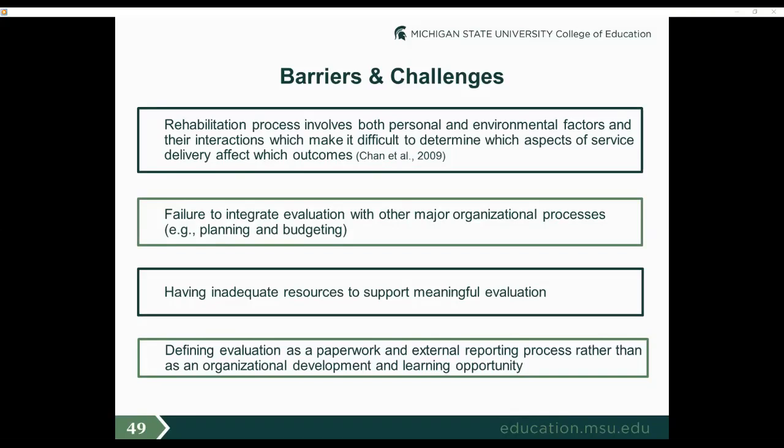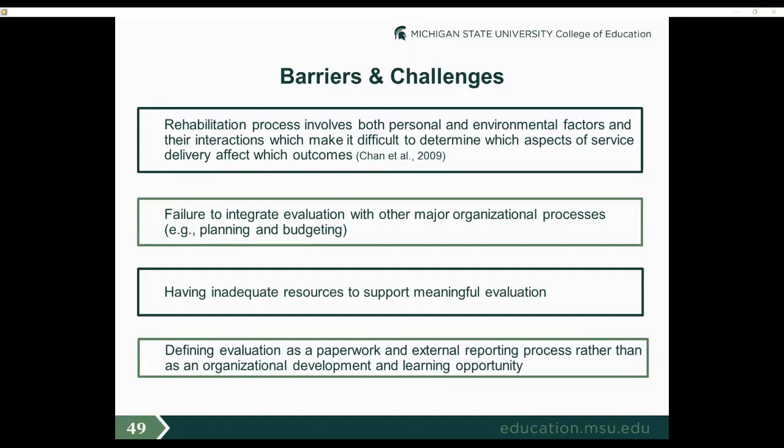One of the other barriers and challenges that we have is our failure to integrate evaluation with other major organizational processes like planning and budgeting. It really deserves its place at the table. This is the data that really demonstrates the effectiveness and efficiency of our services and has policy and practice implications.